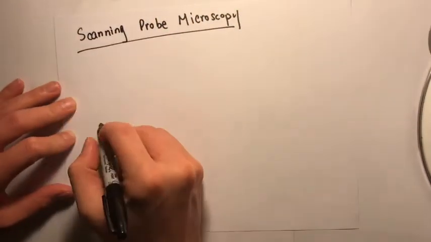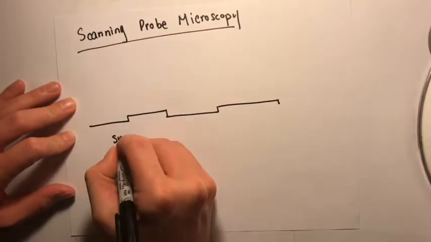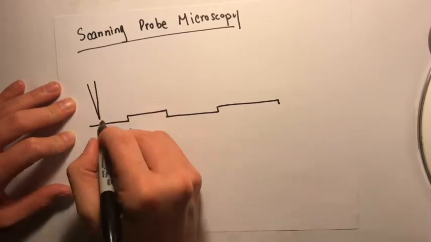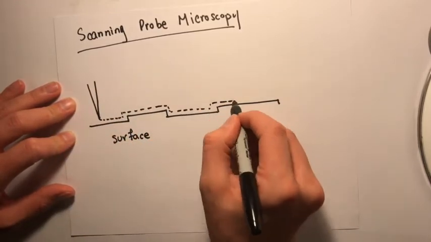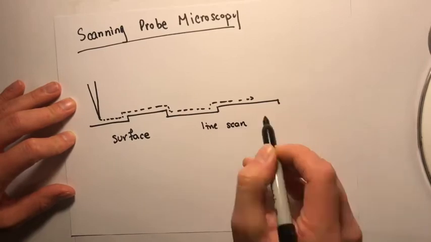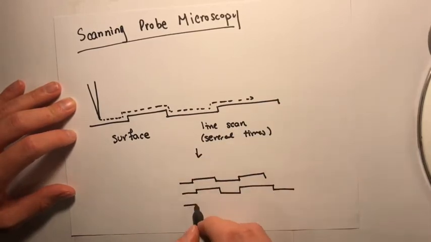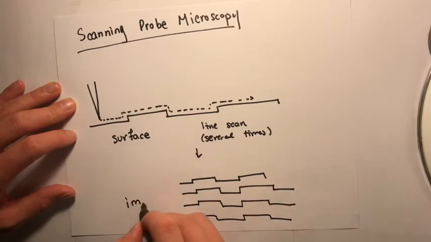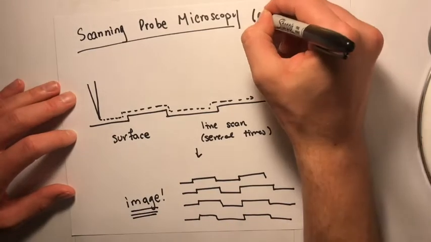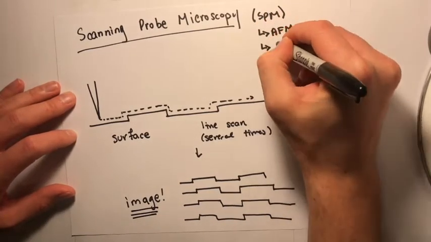The easiest way to think of SPM is to consider a record player needle. If you drag a fine-tip needle over the surface of an object, you can use certain methods to determine what the shape of that surface looks like. In this case, if you do this at a very, very small scale and you do it again and again and over a certain area, you can form an image. The two main techniques are atomic force microscopy and scanning tunneling microscopy.